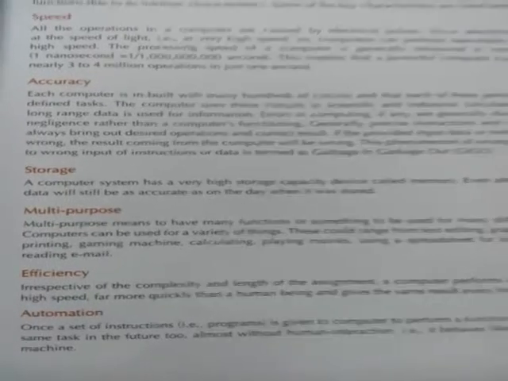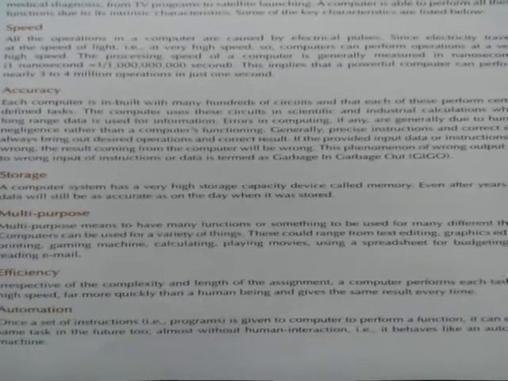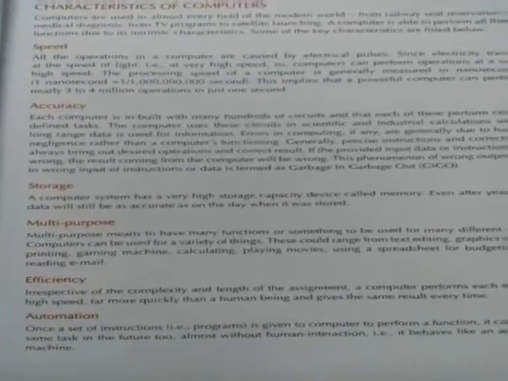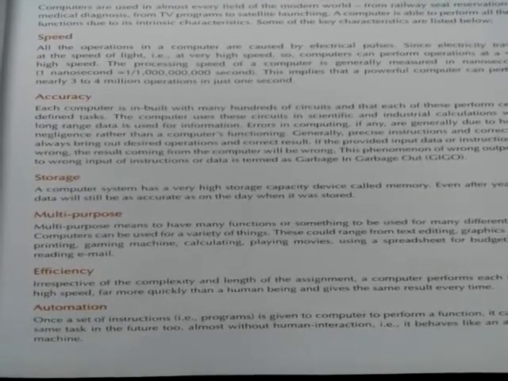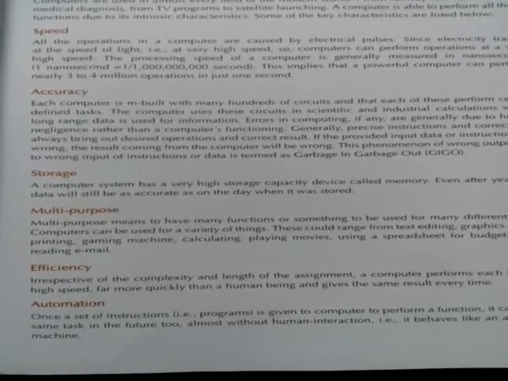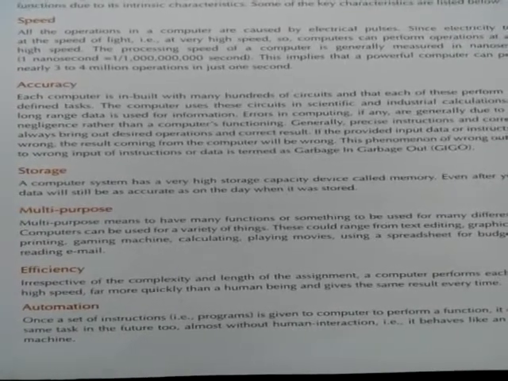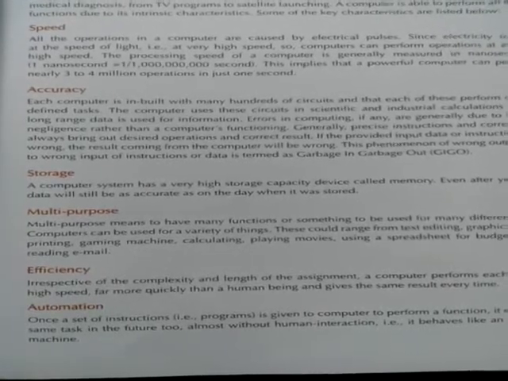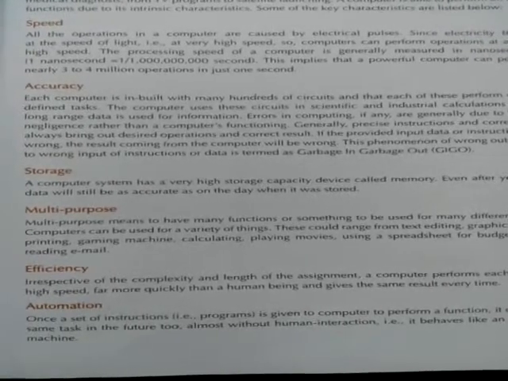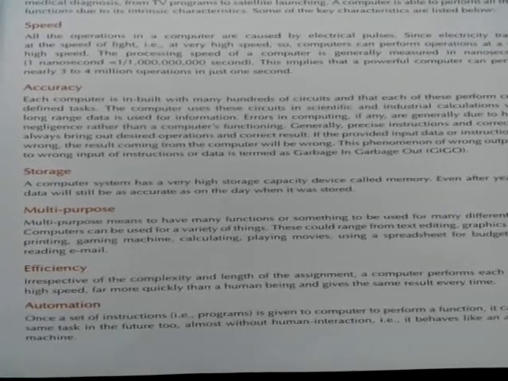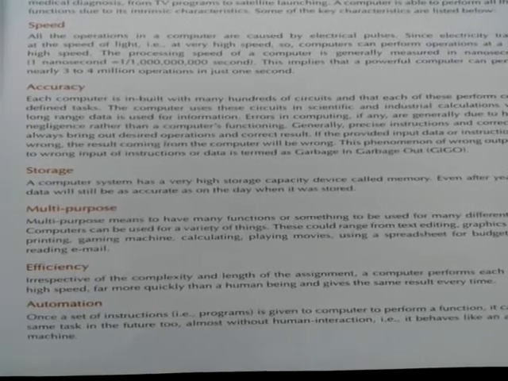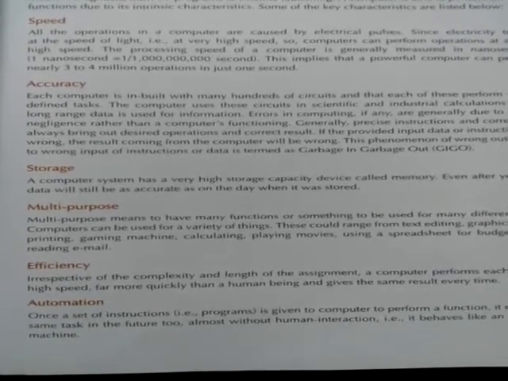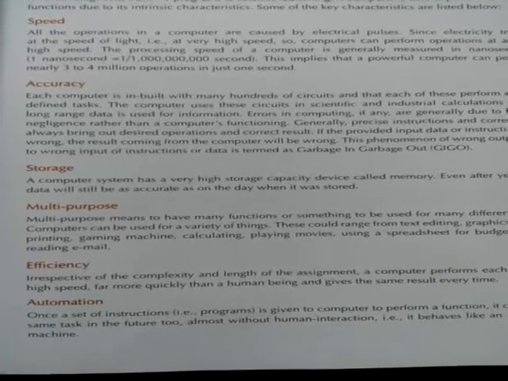In automation, once a set of instructions, a program, is given to a computer to perform a function, it can do the same task in the future too. Means a machine which works by itself without any human participation is said to be an automatic machine. And computers are automatic machines. A job, when started on a computer, carries on till it gets finished. Means without any human intervention, without any human support, a computer is going to perform automatic work.